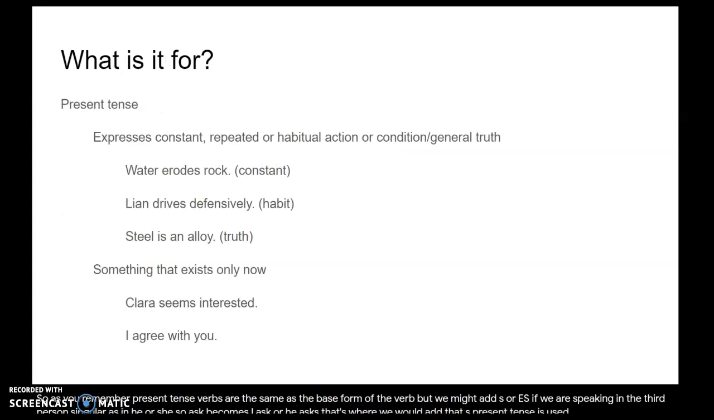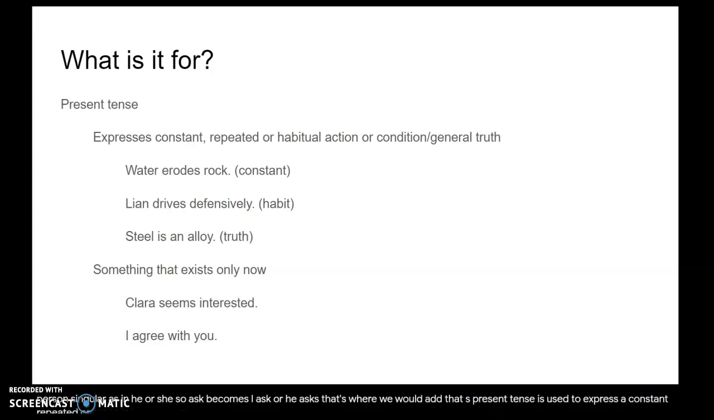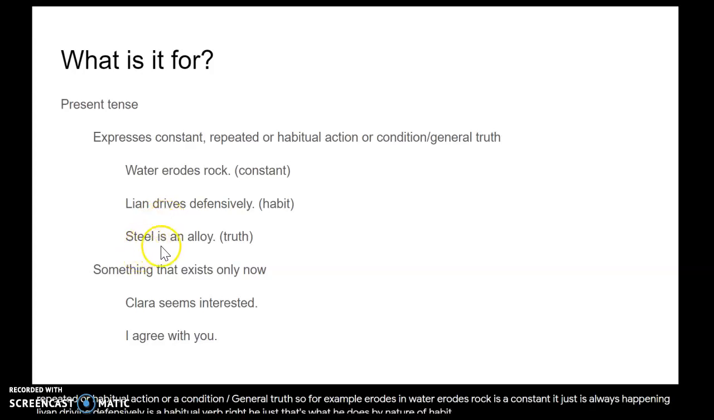Present tense is used to express a constant, repeated, or habitual action, or a condition or general truth. So for example, "water erodes rock" is a constant. It just is always happening. "Leon drives defensively" is a habitual verb, right? That's what he does by nature of habit. "Steel is an alloy" is a truth.